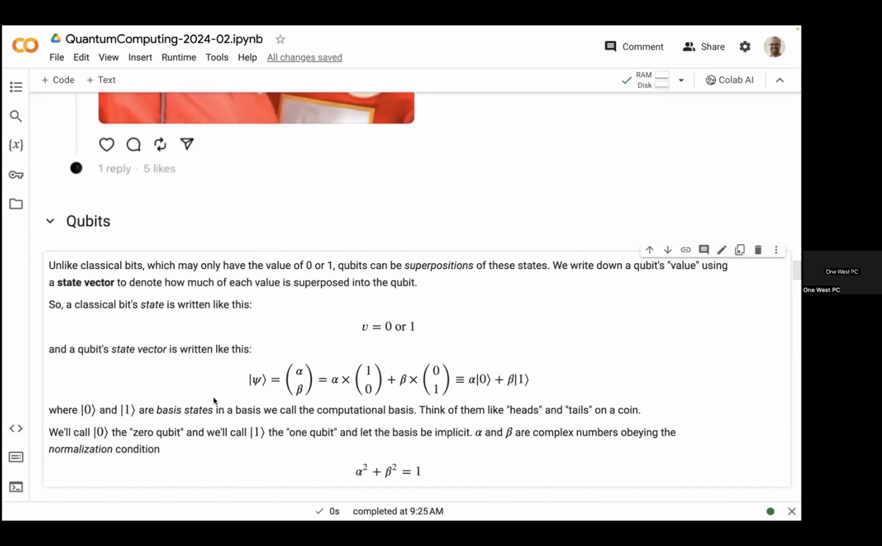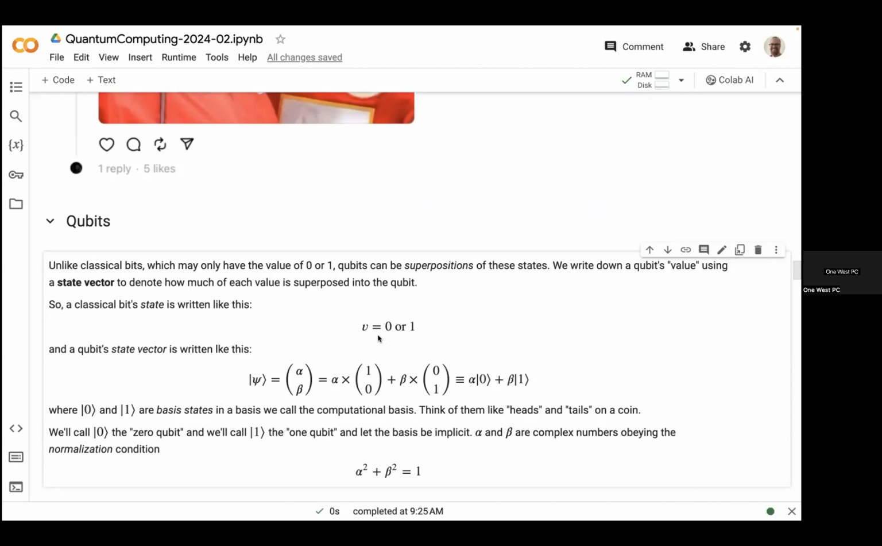So now let's start getting into a little bit of math. Unlike classical bits, which can be either 0 or 1, qubits can be superpositions of these states. We can write down a qubit's value using a state vector to denote how much of each value is superposed into the qubit.